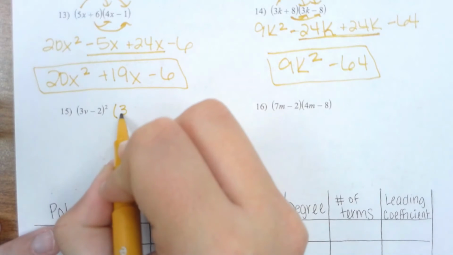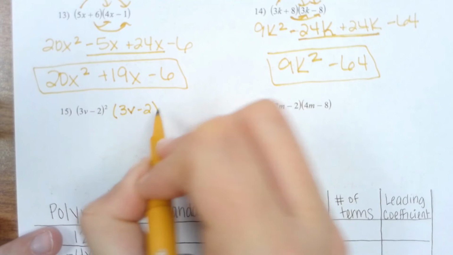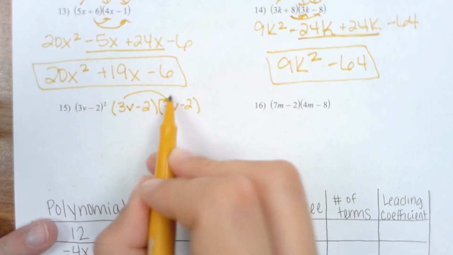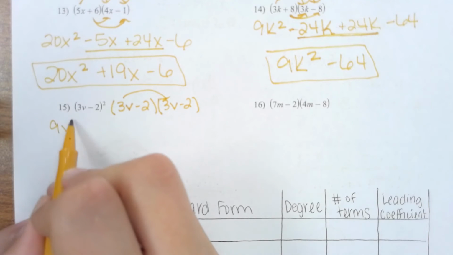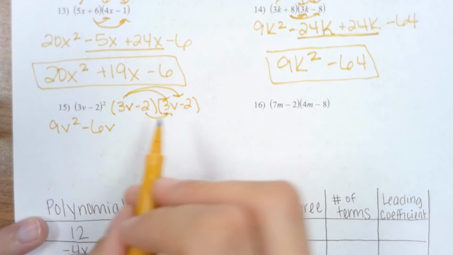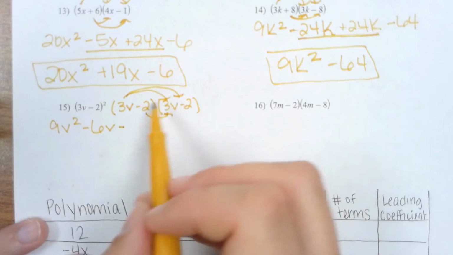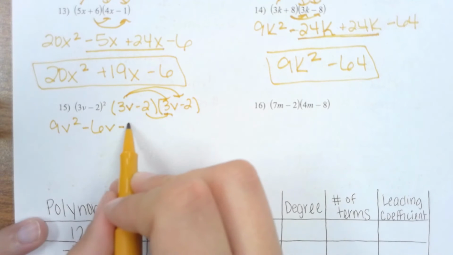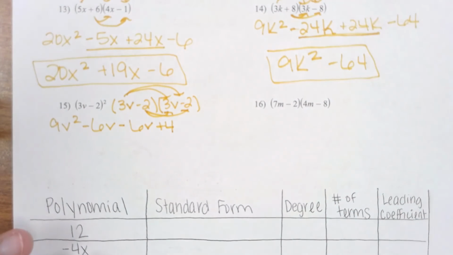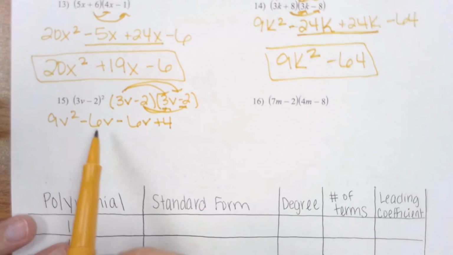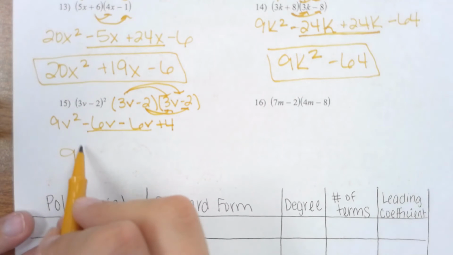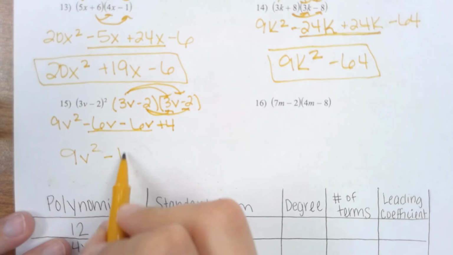Okay, so next one, 3v minus 2 squared. So that means you're going to take 3v minus 2 times 3v minus 2. So again, you're just doing FOIL. So 3v times 3v is a 9v squared. 3v times negative 2 is a negative 6v. Negative 2 times a 3v is again, no, I did that right, a negative 6v. And then your negative 2 times the negative 2 is a positive 4. So again, you're just going to combine your two like terms together. So a negative 6v minus a 6v will give you a negative 12v.